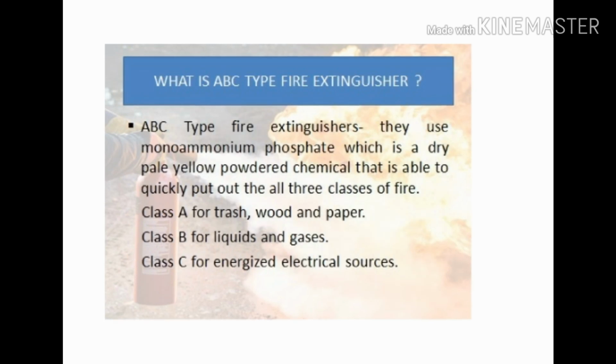Now, what is an ABC type fire extinguisher? ABC type fire extinguishers use monoammonium phosphate, which is a dry pale yellow powdered chemical that is able to quickly put out all three classes of fire. Class A for trash, wood and paper, Class B for liquids and gases, Class C for energized electrical sources.